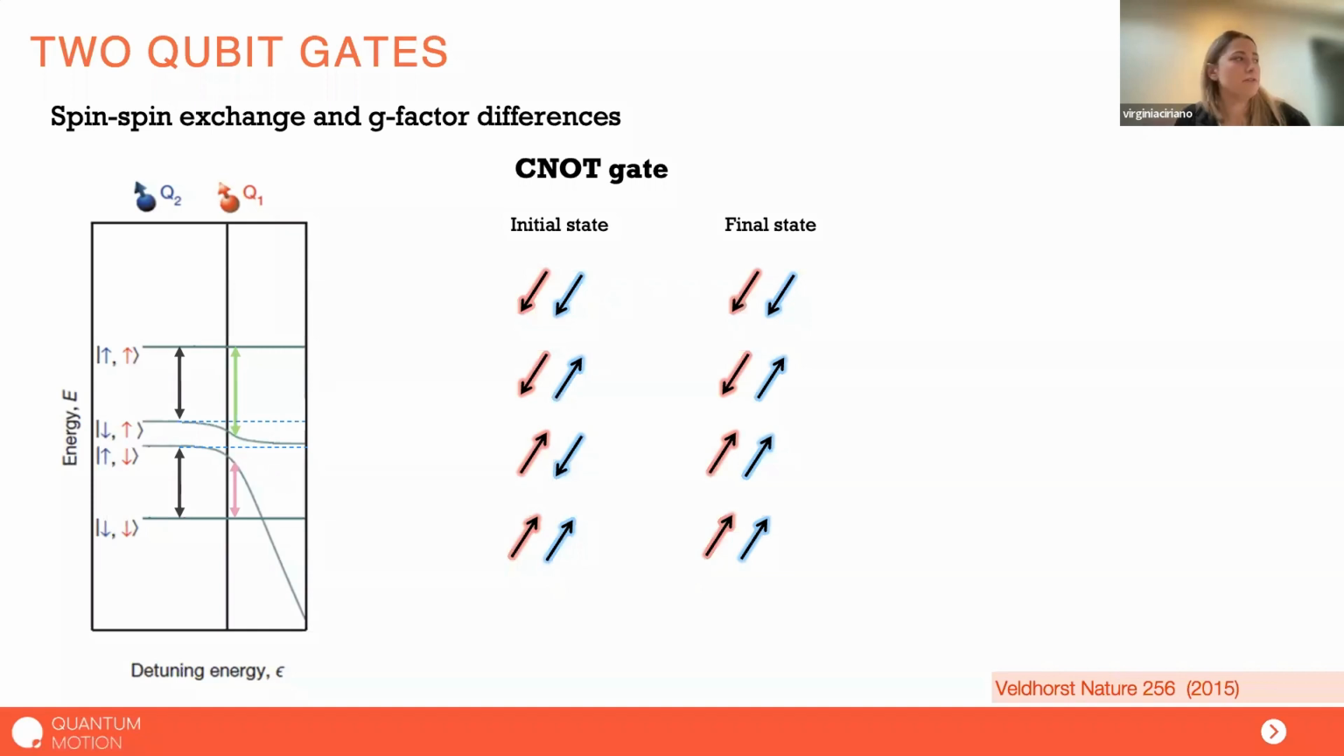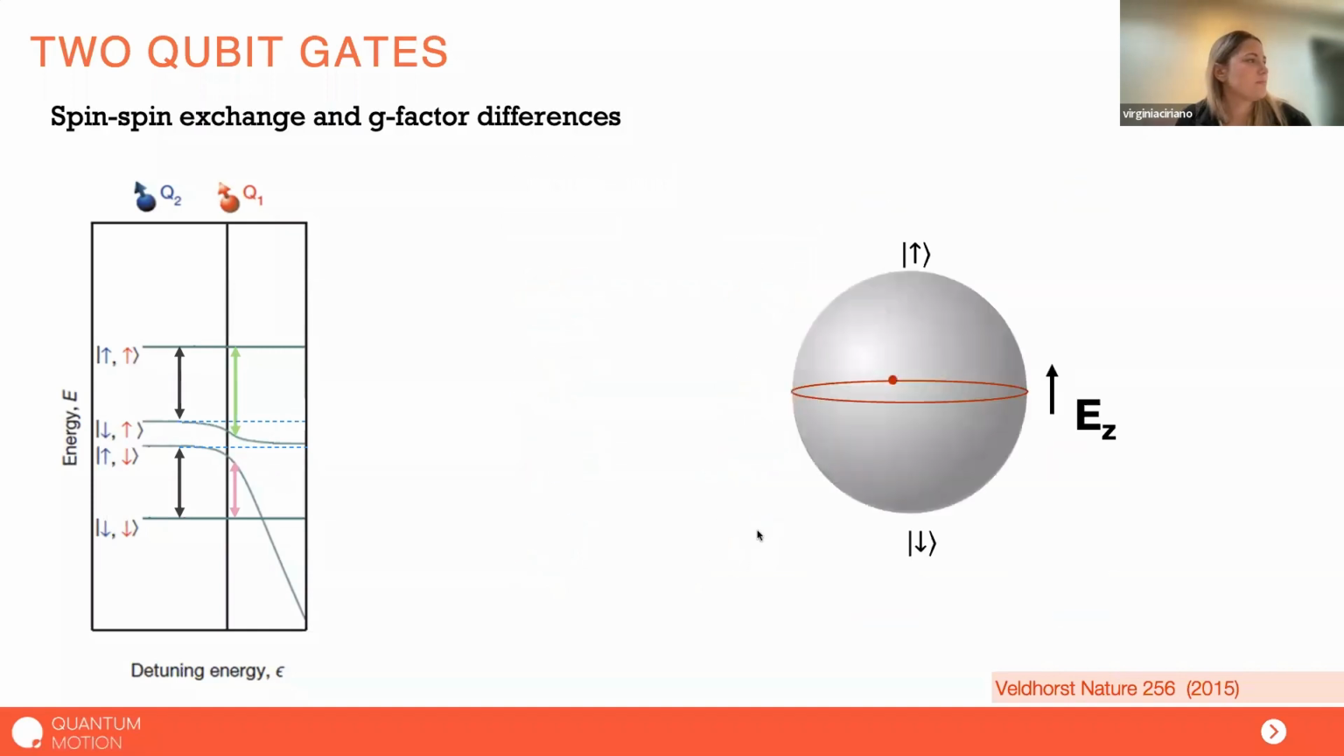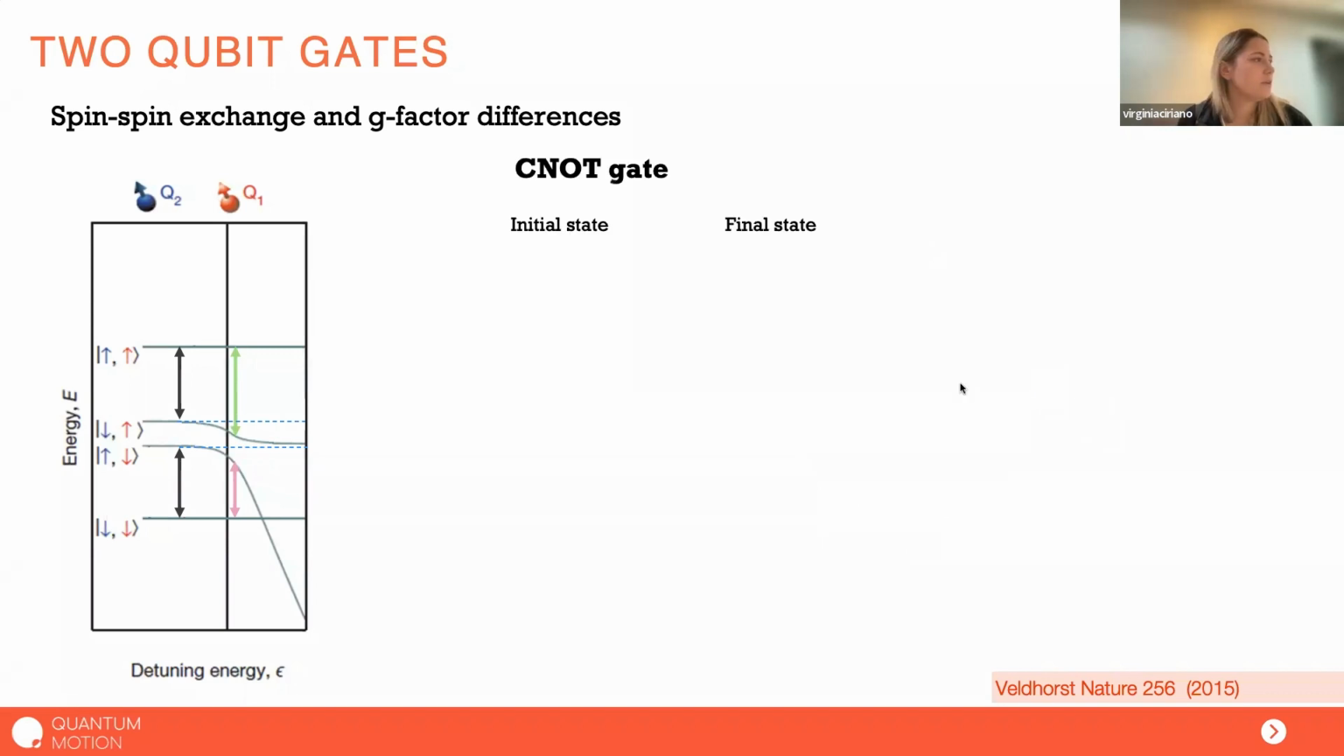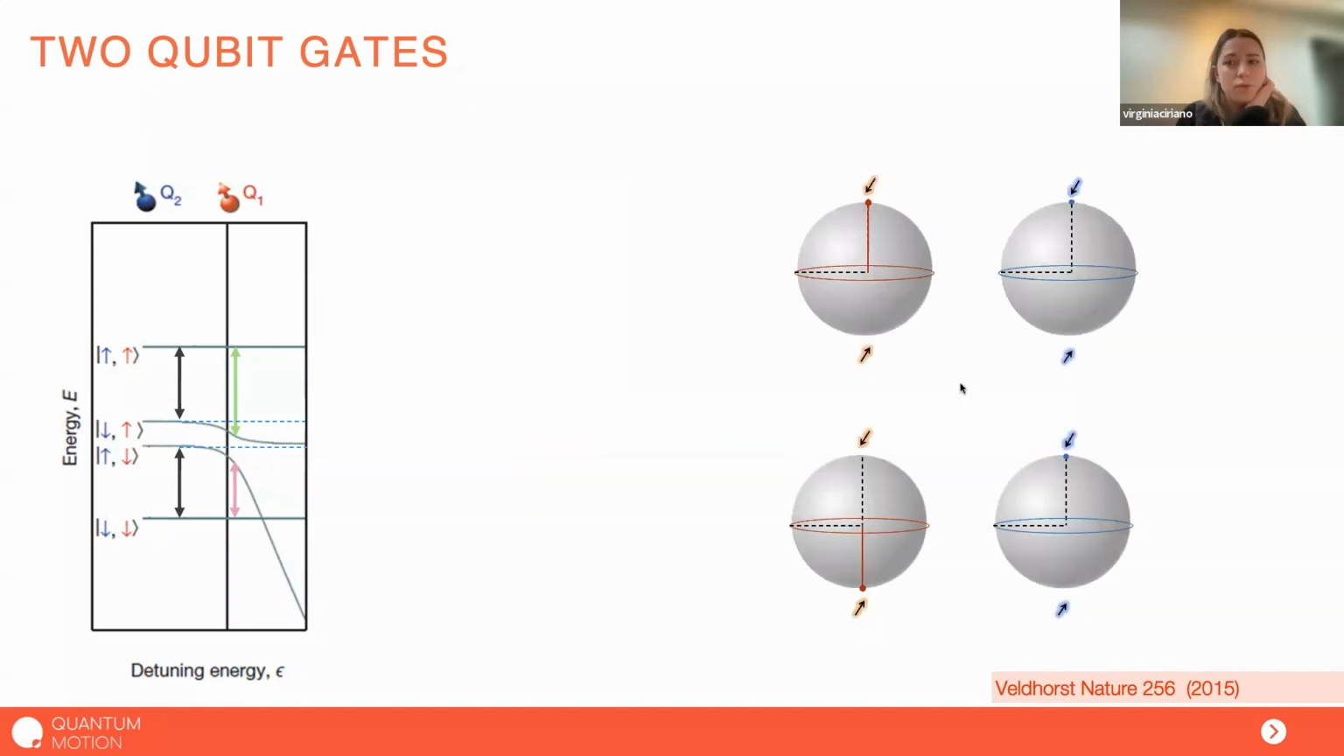And to do a CNOT gate, we're also going to use something else. That is that if we put the spin or the qubit in a superposition between the up state and the down state, it's going to rotate around the sphere. Remember, the sphere was the state in which the spin is. And the speed at which it rotates depends on the energy between the spin up and the spin down. Okay, so how would we apply this CNOT operation?